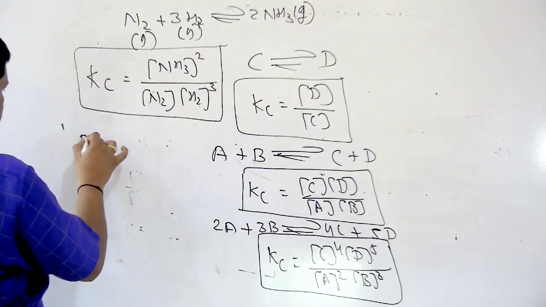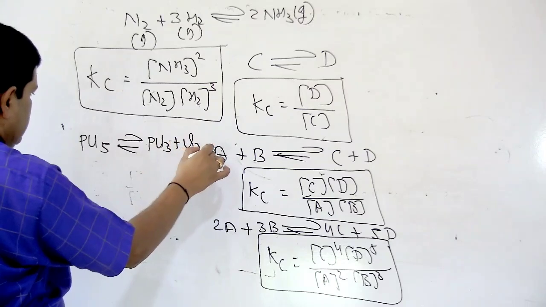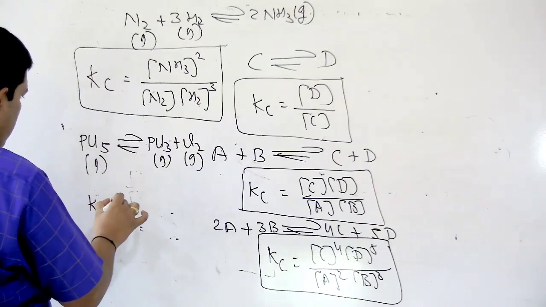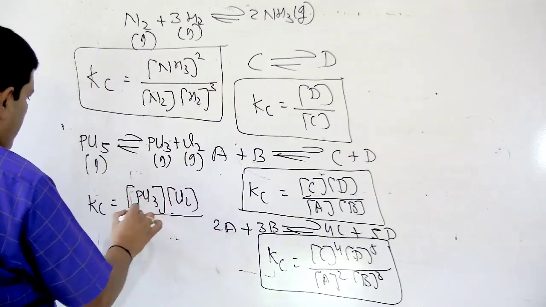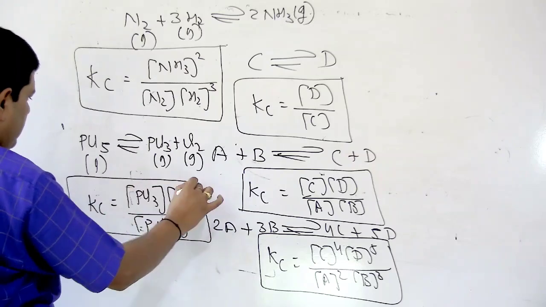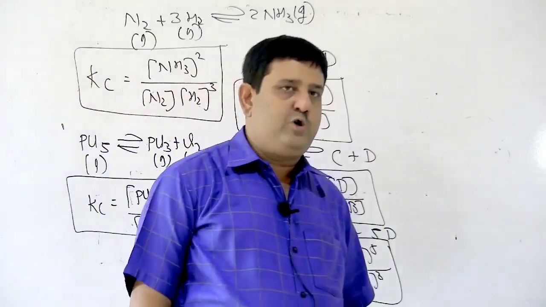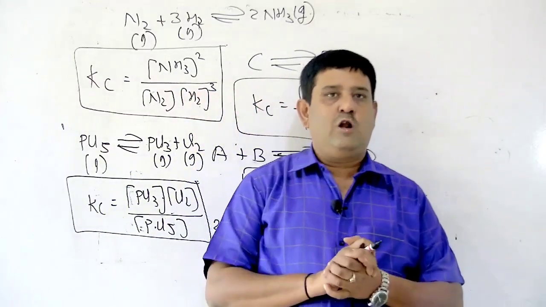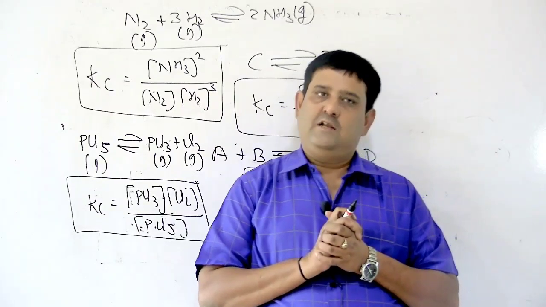Suppose PCl5 changes into PCl3 plus Cl2, all in the gaseous phase. Then Kc is equal to the PCl3 concentration into the Cl2 concentration upon the concentration of PCl5. It will always be product concentration upon reactant concentration, students. You do not have to compromise on that, and always put the product concentration upon the reactant concentration.